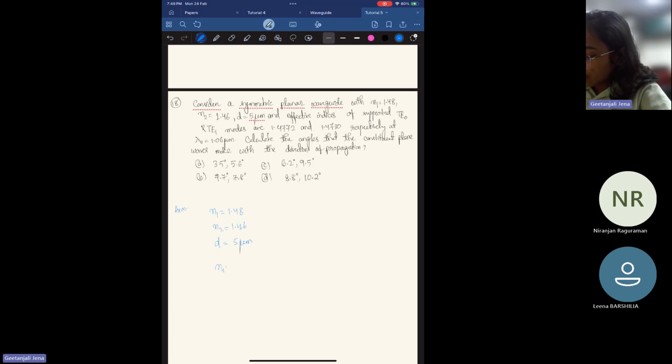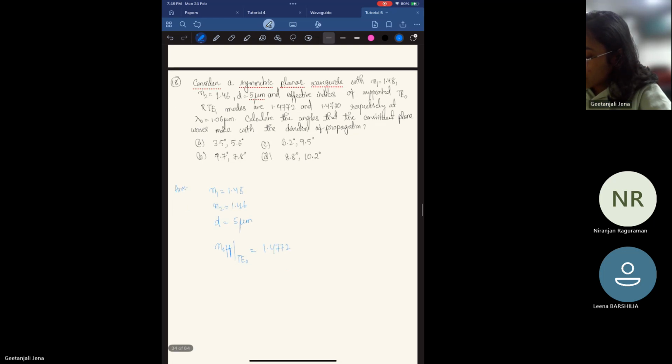So n effective for TE0 is given, it is 1.4772, and n effective for TE1 is given, it is 1.4730, at wavelength lambda 0 of 1.06 micrometer.